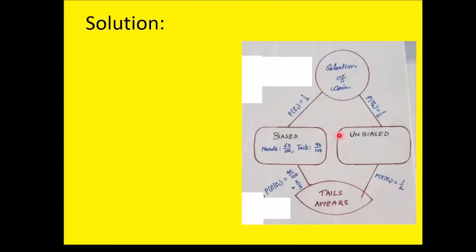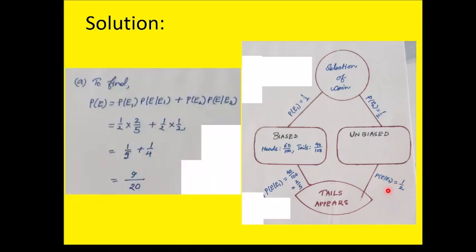So, the solution, as I always go for the diagram method, the first step is selection of the coin. Here it is biased, here it is unbiased, and both have equally likely probability, that is 1 by 2, 1 by 2. So, in the biased case, the tail appearing probability is 40%, and in the unbiased case, head or tail, it is both 1 by 2.